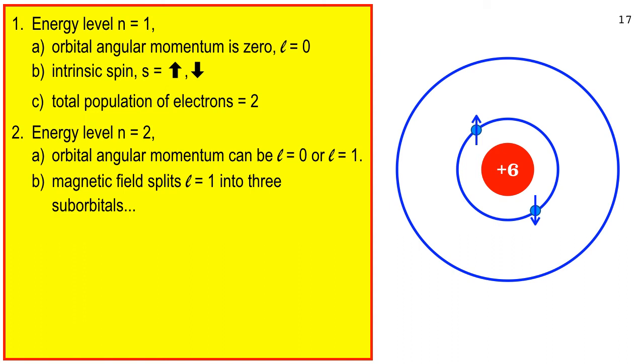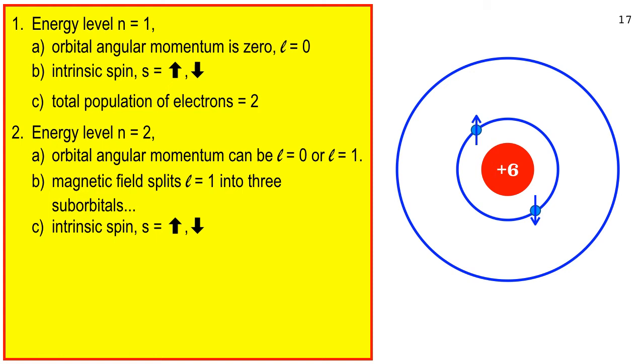Now, the other thing that happens when you do have angular momentum, a magnetic field can show and reveal further definition by splitting the angular momentum states into 3 spatial suborbitals. So if you put some carbon or anything else into a magnetic field, you'll see some of the spectral lines split.